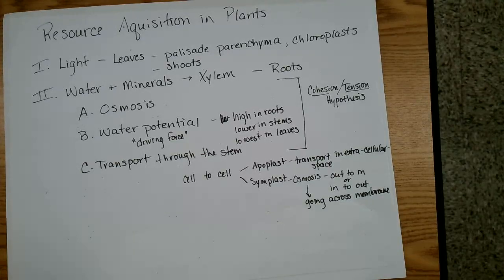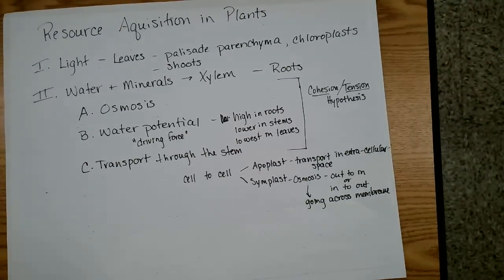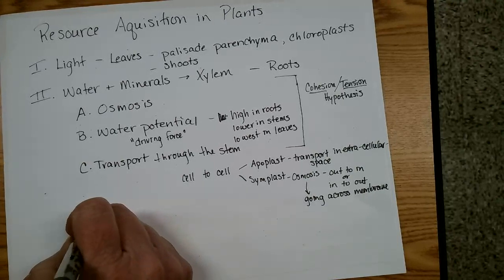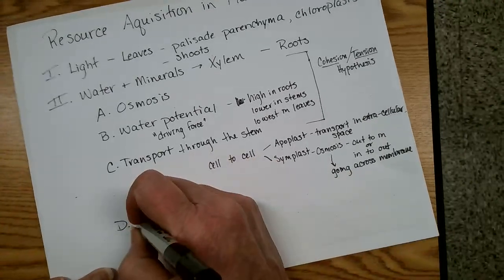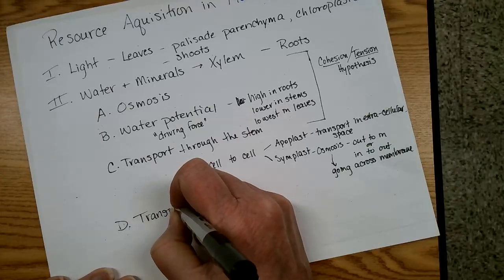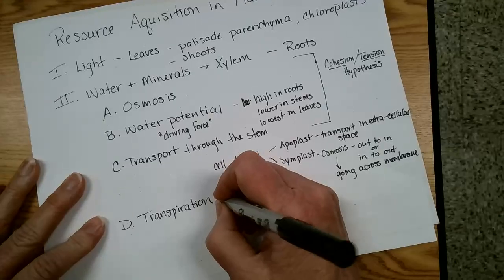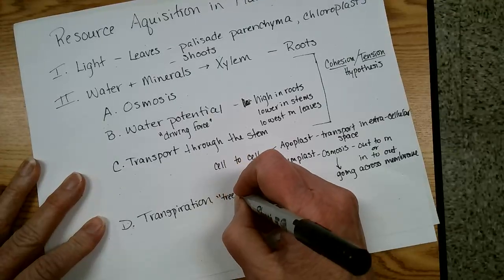How does the water start at the roots but get up to the leaves for photosynthesis? It has to have something that's pulling it. So what is that pull? That's the next thing we need to mention, letter D in your outline. And that's transpiration. I like to call that "tree sweat."